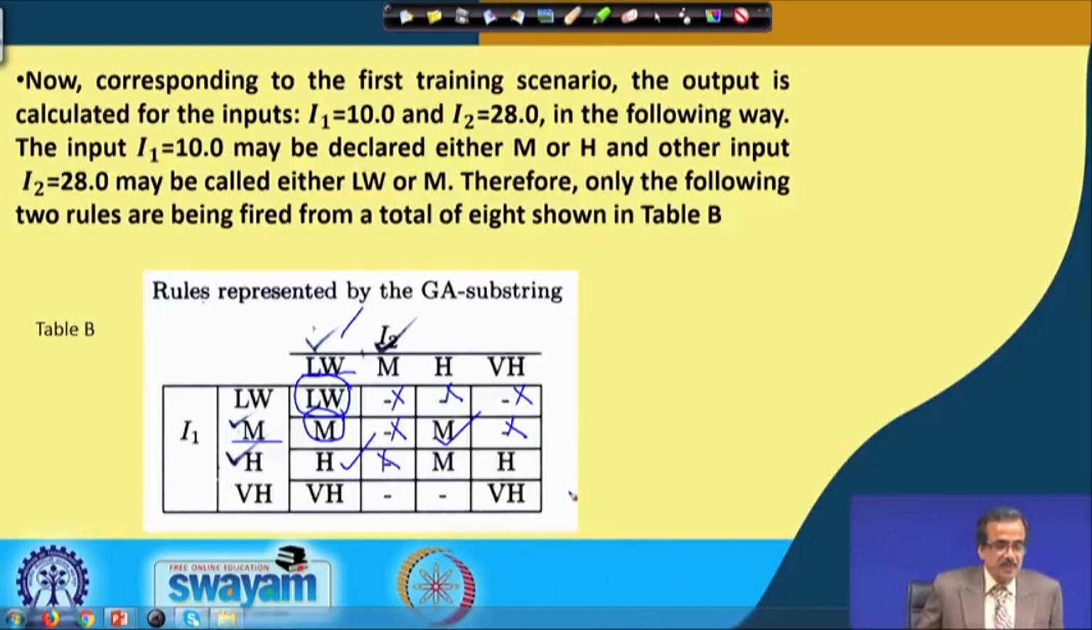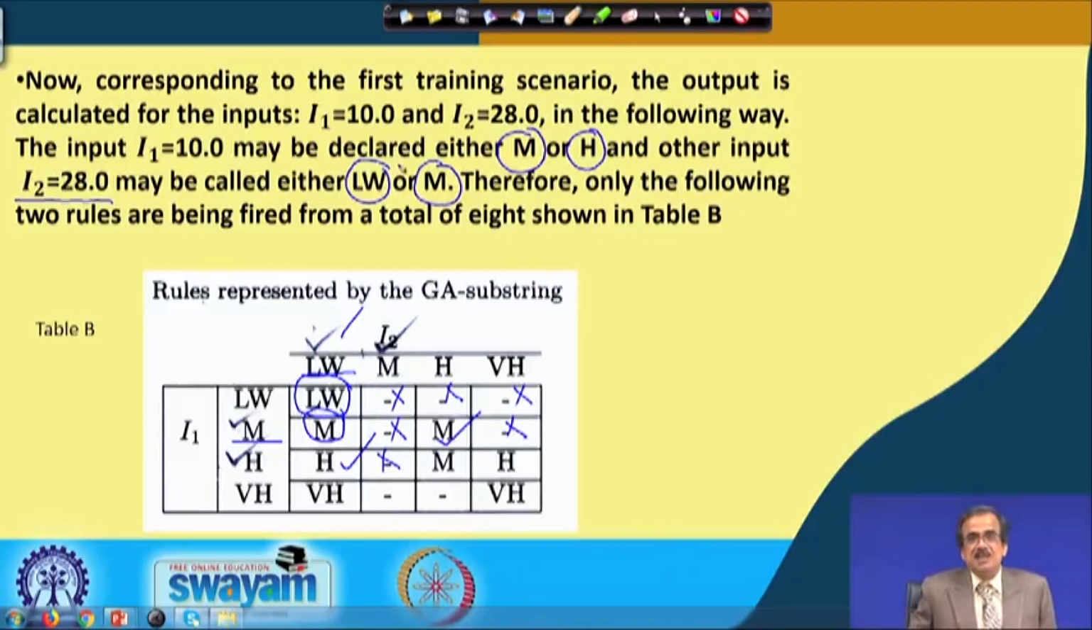Now, as I told, this particular I 1 which is equal to 10.0 can be called either medium or high. Similarly, I 2 which is equal to 28.0 can be called either low or medium. So, there is a maximum of 4 fired rules, and let us see out of those 4 fired rules which one, which 2, which 3, or whether all 4 are present or not.